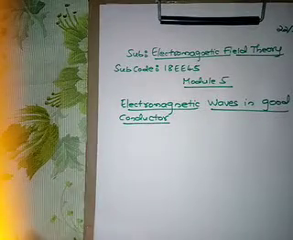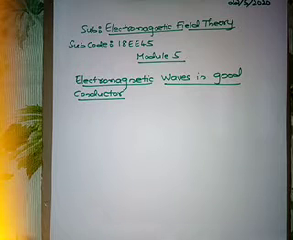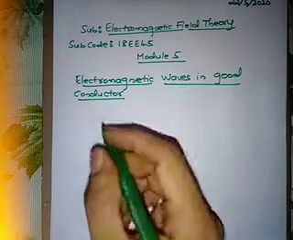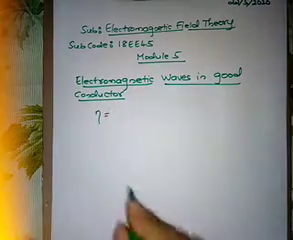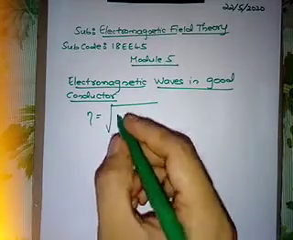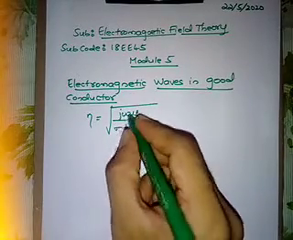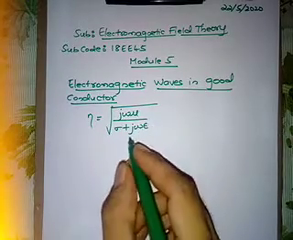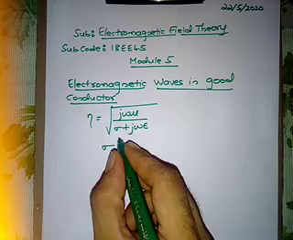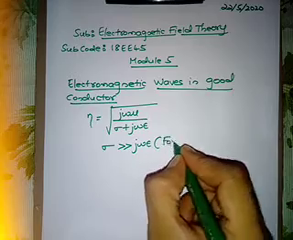Good morning, students. Yesterday we dealt with electromagnetic waves in a good conductor and we derived the equation for the propagation constant gamma. In continuation with that, the intrinsic impedance of a good conductor is given by eta is equal to the square root of j omega mu divided by sigma plus j omega epsilon. For good conductors we have sigma much greater than j omega epsilon.